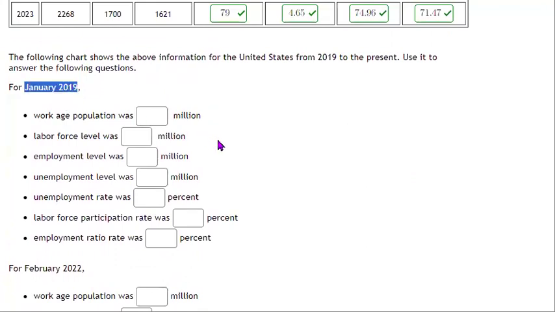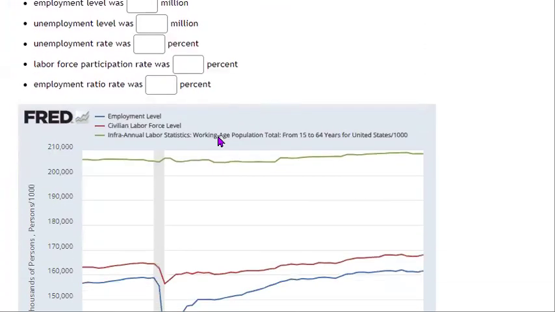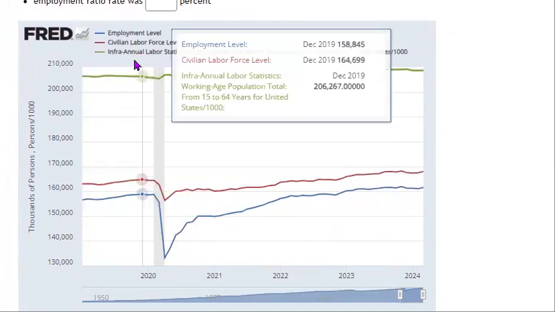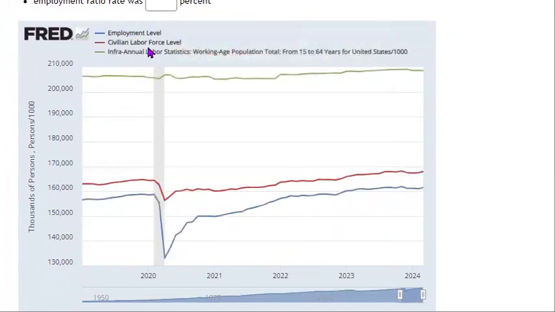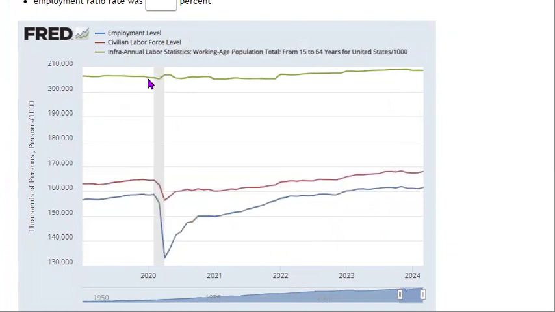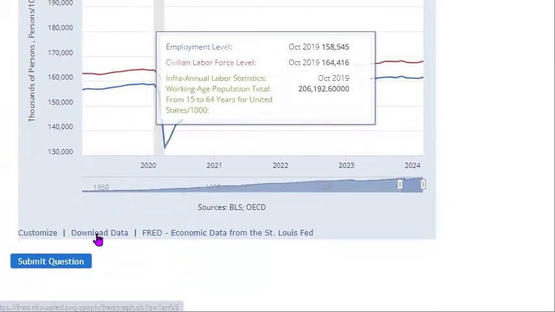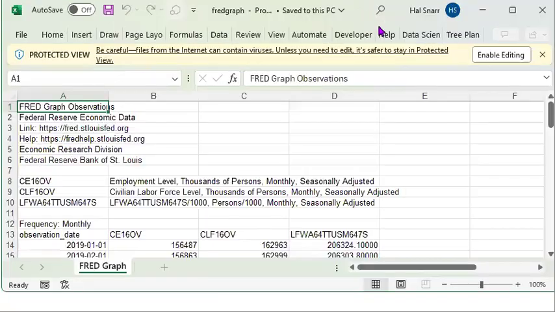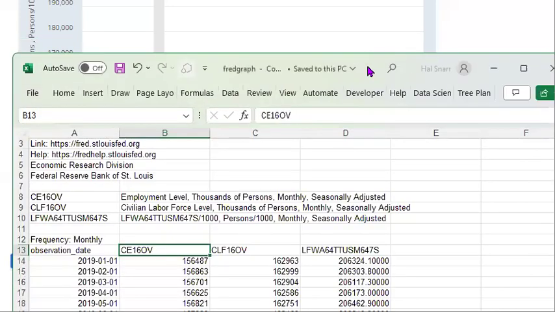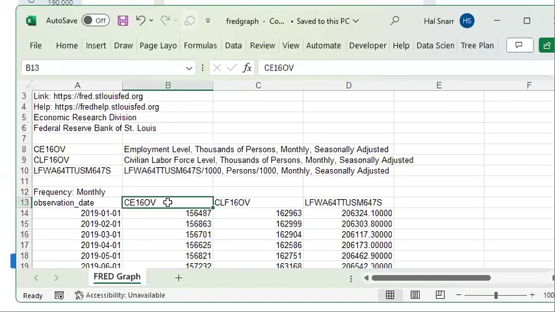So I need to find the working age population. Okay, so maybe what I want to do is I have the employment level, the civilian labor force level, and the working age population, right? So what I can do is I can download this data. Here's the data I just downloaded. Save, enable saving. Okay, so I saved it to this PC. This is the employment level. We usually denote that E, right?